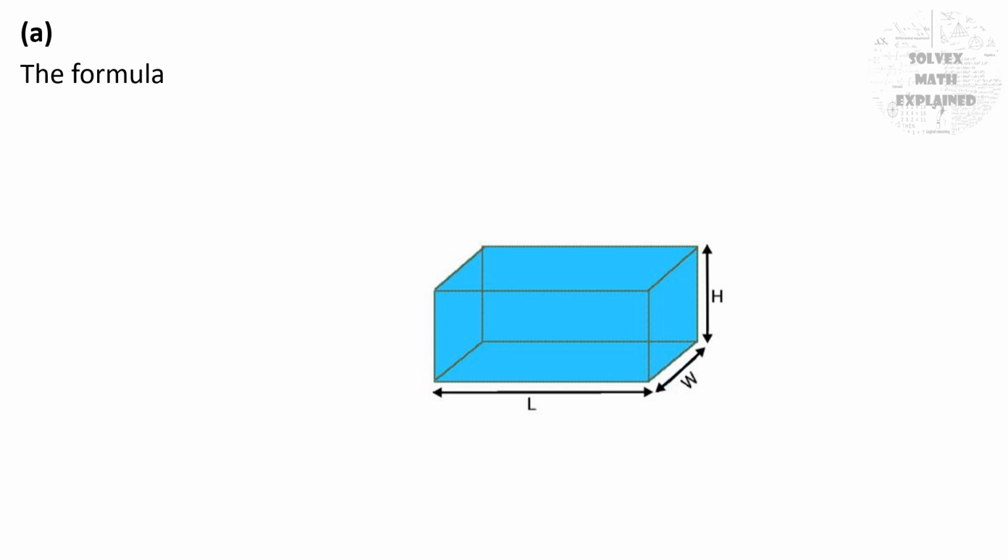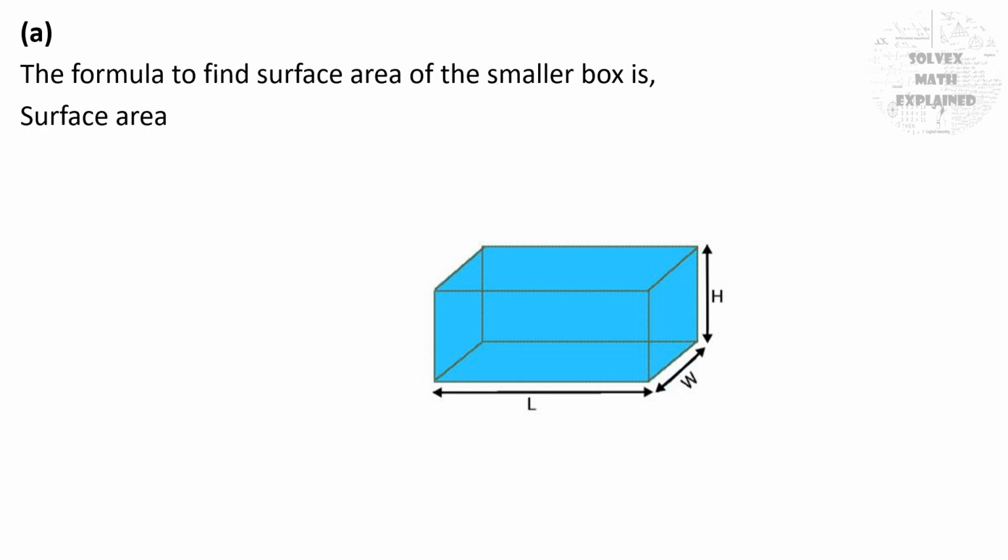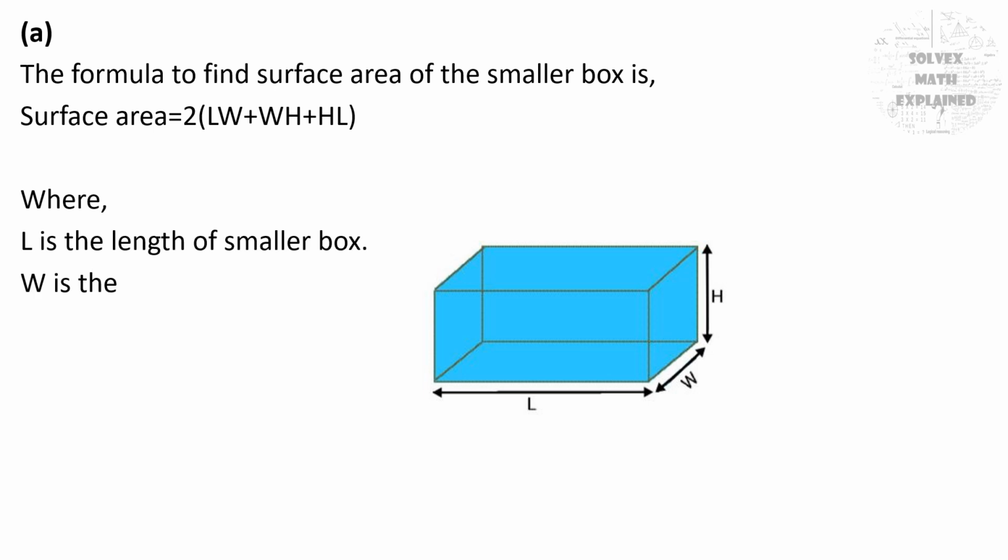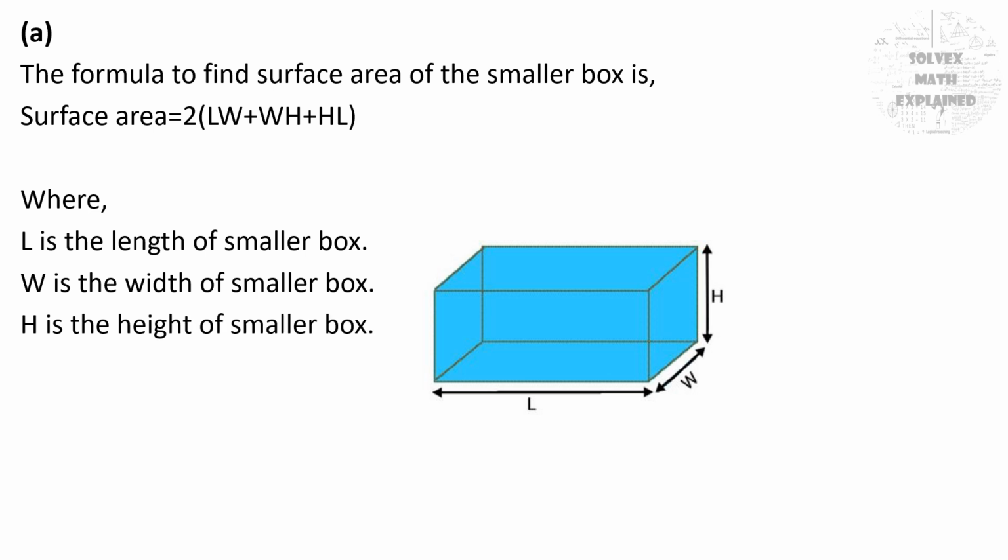The formula to find the surface area of the smaller box is surface area equals 2 times (LW plus WH plus HL), where L is the length of the smaller box, W is the width of the smaller box, and H is the height of the smaller box. This formula is obtained by adding the areas of the surfaces of the box. The box has two surfaces of sides L and W, two surfaces of sides W and H, and two surfaces of sides H and L.